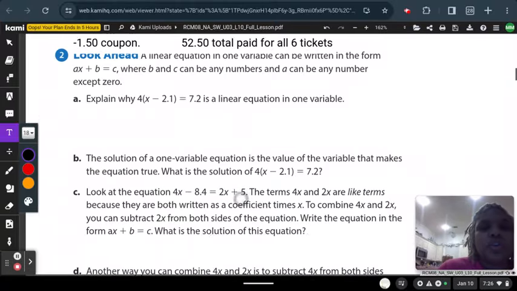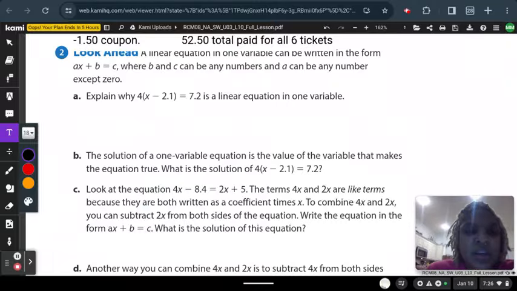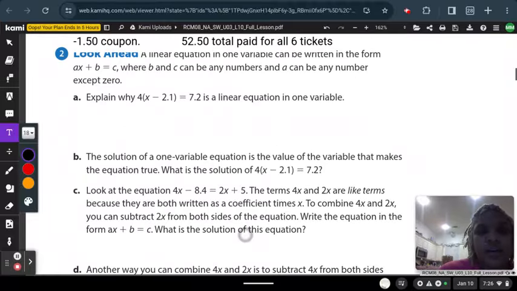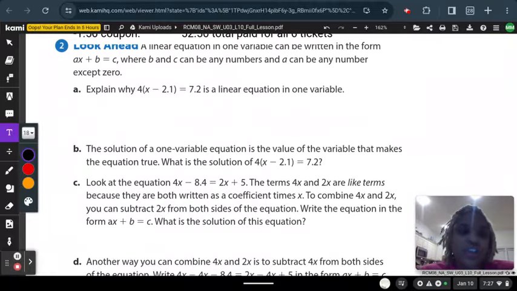All right. So what I want you to do is attempt numbers 2, A, B, C, D, and E, and do number 3. Okay. Pause it and then come back when you're done and check your work.